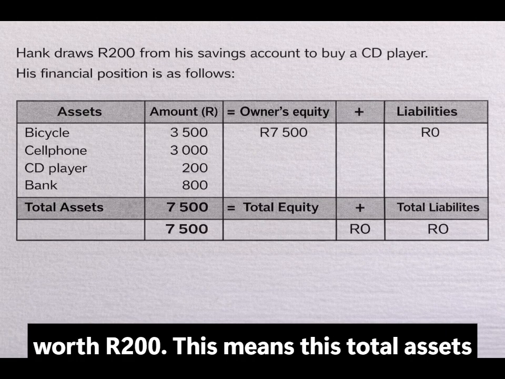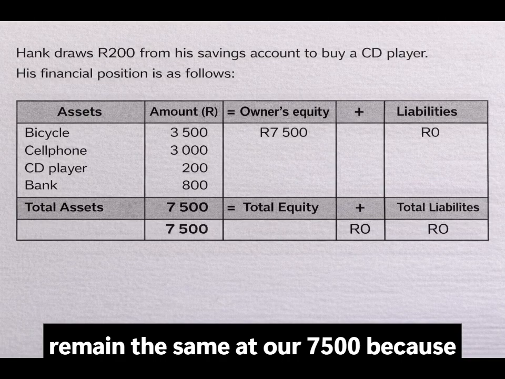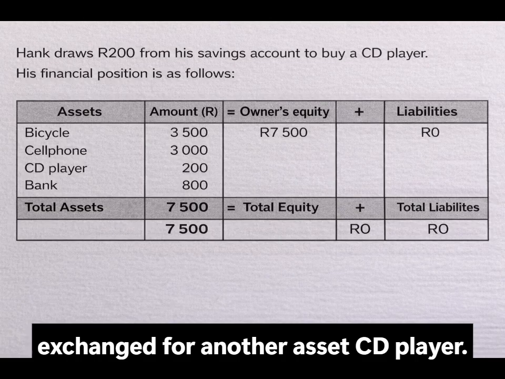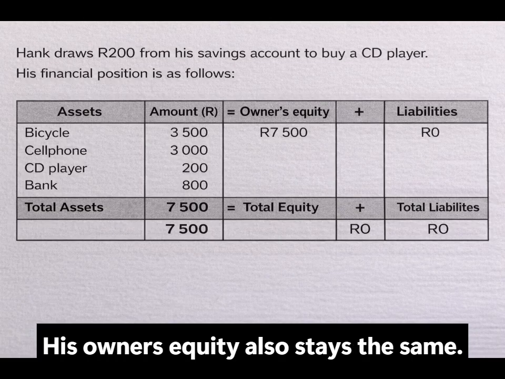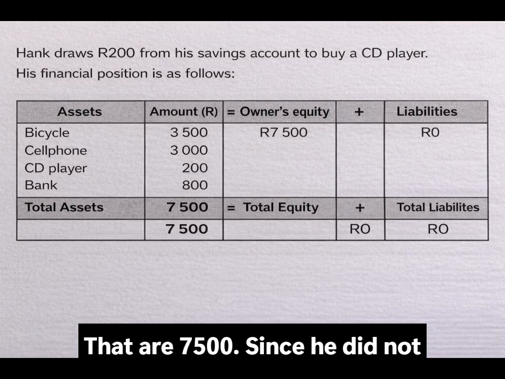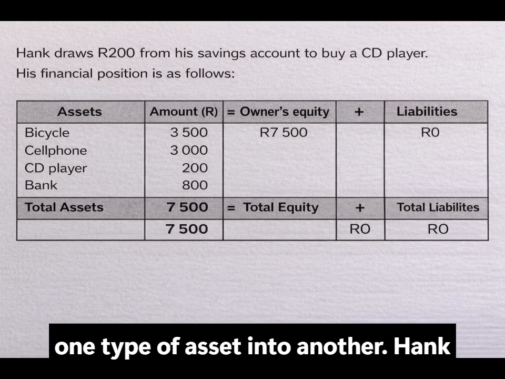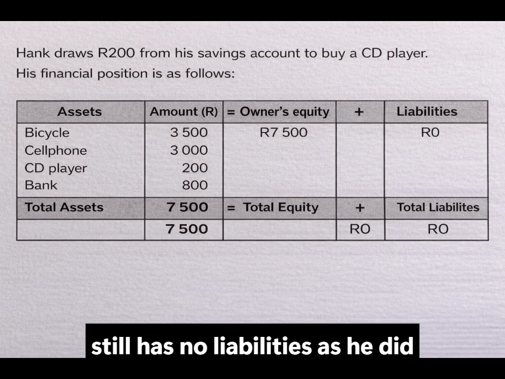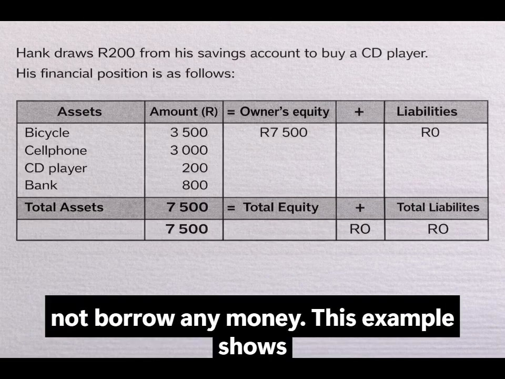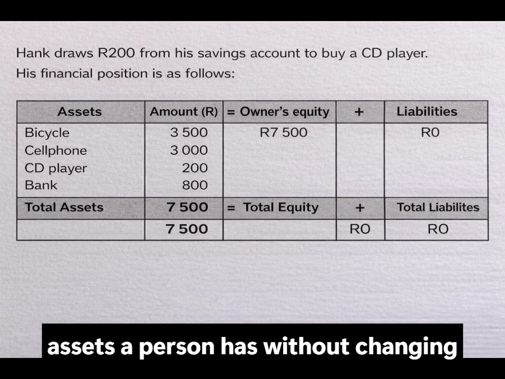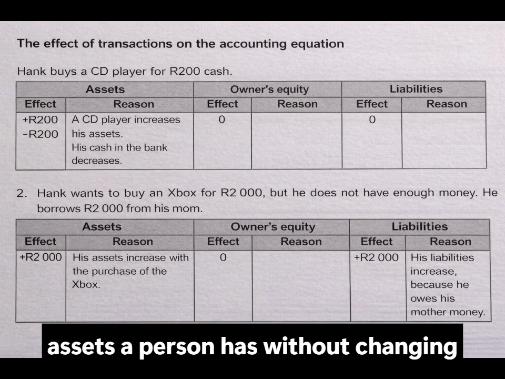This means his total assets remain the same at $7,500 because one asset, money in the bank, was exchanged for another asset, a CD player. His owner's equity also stays the same at $7,500 since he did not lose or gain value. He only converted one type of asset into another. Hank still has no liabilities as he did not borrow any money. This example shows that transactions can change the type of assets a person has without changing their total value.